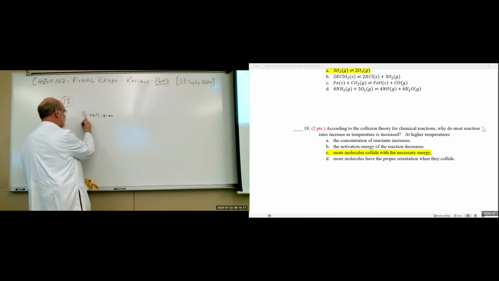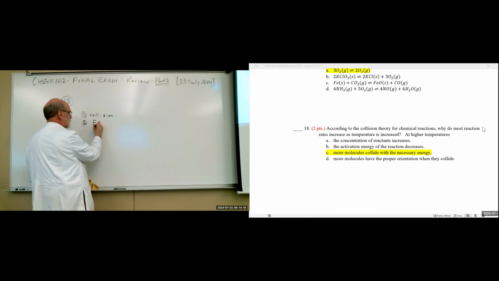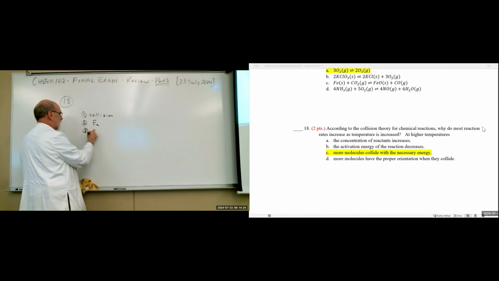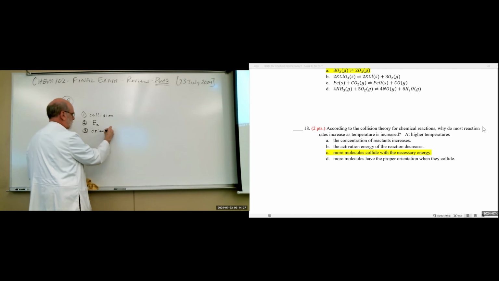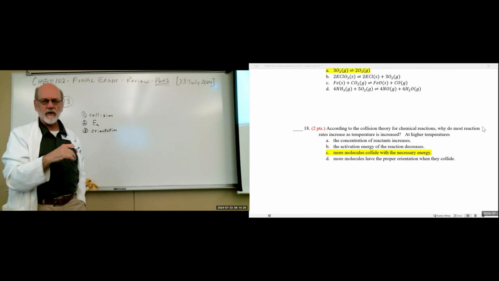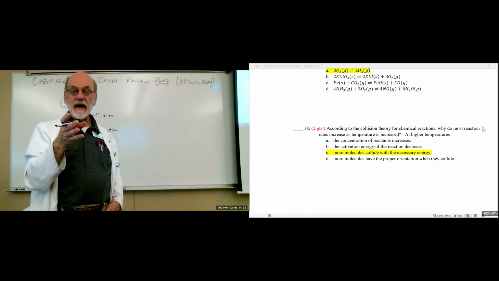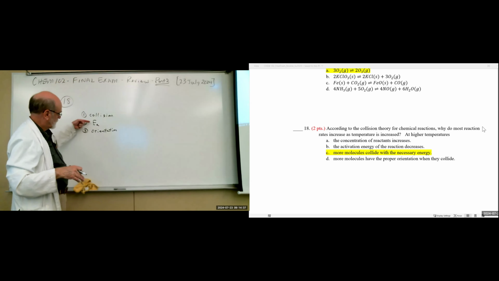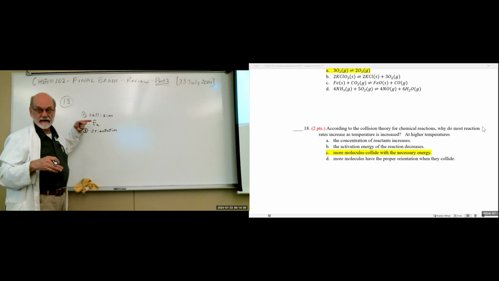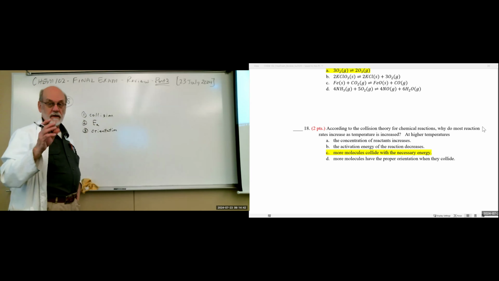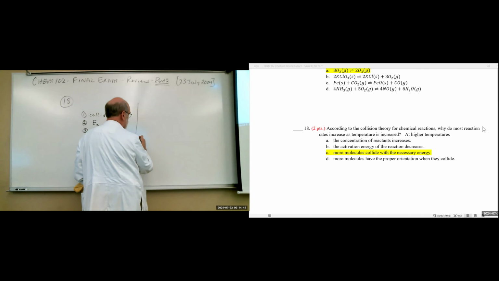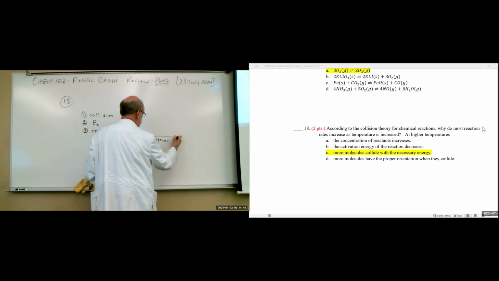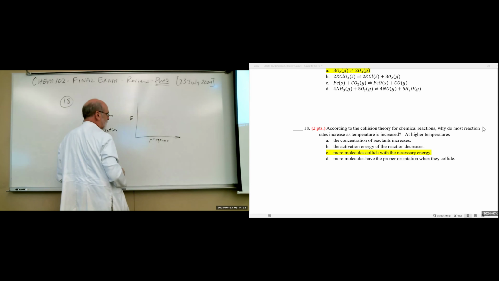We also need an activation energy, a certain amount of energy. And we need orientation. So which factor are we talking about here? We're talking about an increase in temperature. That's this factor right here, activation energy. And remember, for our reaction energy diagram, this is progress of the reaction, that direction. And this is energy.